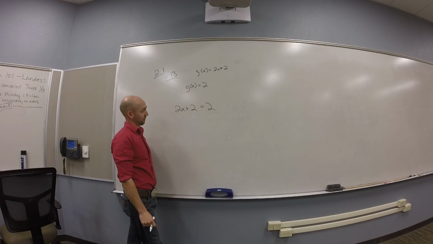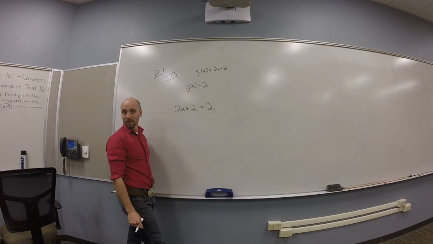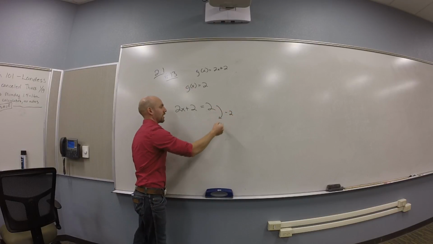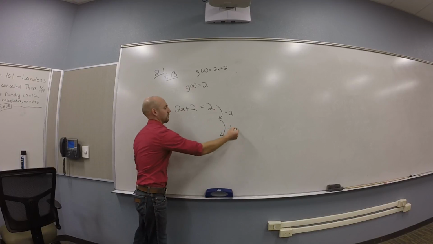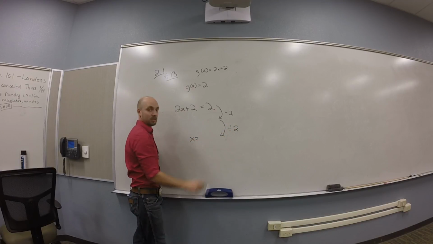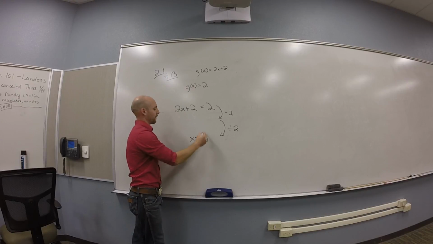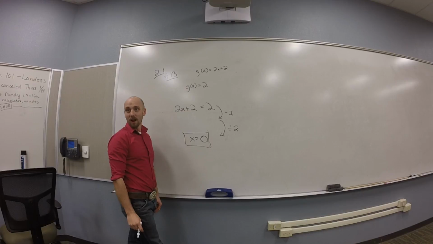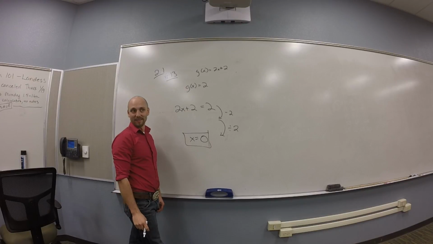How do you solve this? Just algebra. Maybe subtract 2 from both sides and then divide by 2. That'll get you to x is 0. Is that the only solution? Yes. How do I know that graphically?